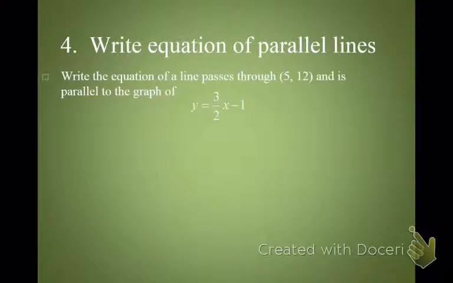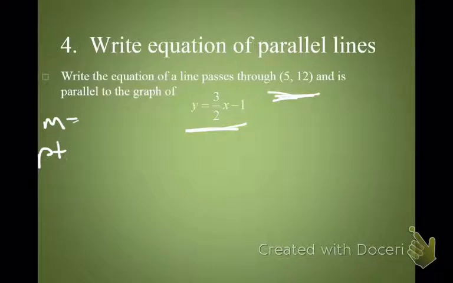Now, the other objective for today was to be able to write the equation of parallel lines. For example, here, if you want to write the equation of a line that goes through a particular point and is parallel to a particular line. I want to write the equation of a line that passes through the point (5, 12) and is parallel to the graph of this line. You have to remember, we talked about before, what two things do you need to write the equation of a line? Those two things are the slope of that line and a point that's on that line.